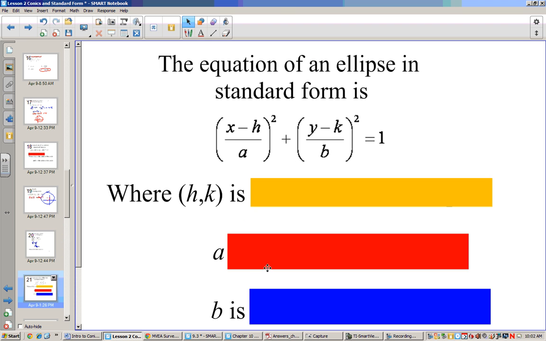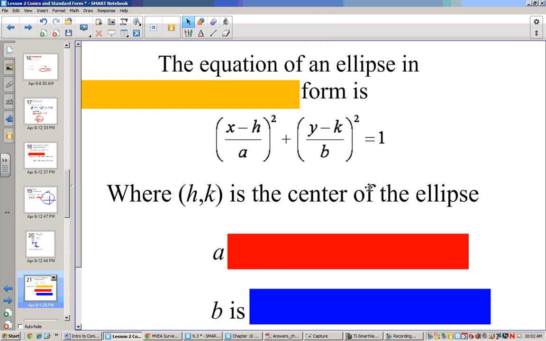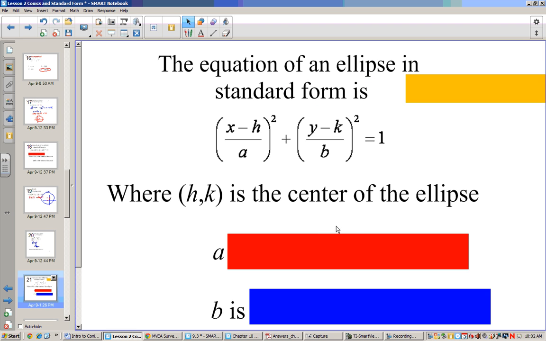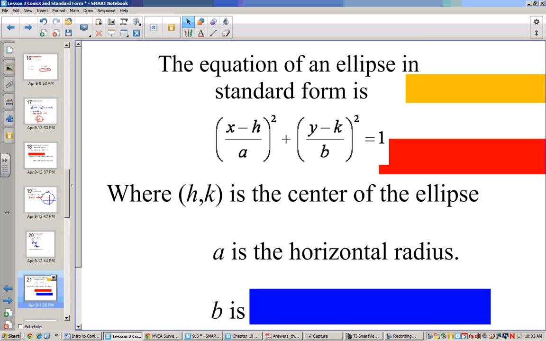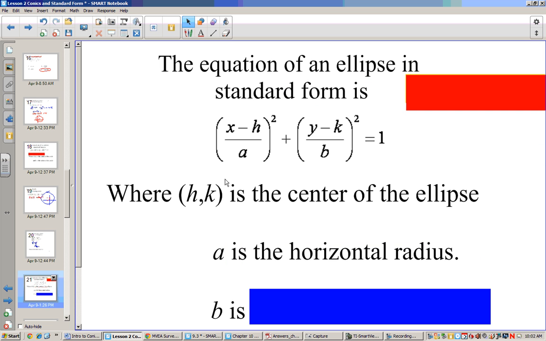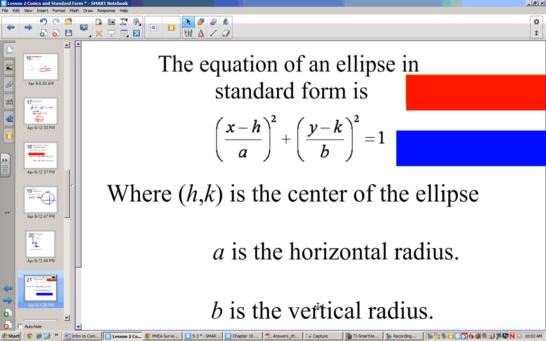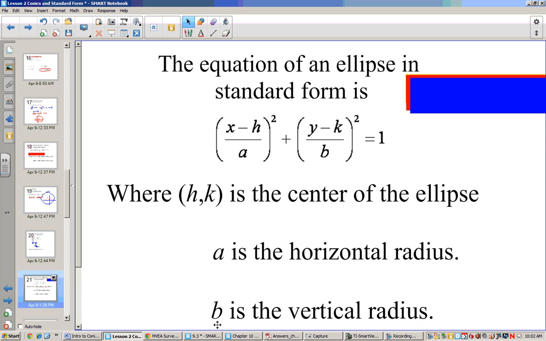Now, the standard form for an ellipse looks like this, where (h, k), again, is the center. A is the horizontal radius, how far you move horizontally, and B is the vertical radius, how far you move vertically. Now keep in mind that this right side is equal to 1. If it's not, we'll have to solve for that and figure that out. But in order for this to work, our right side has to equal 1.